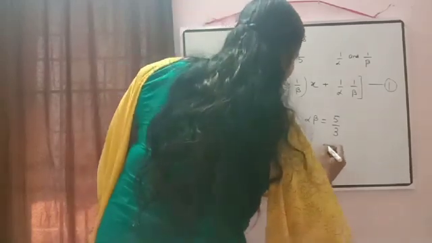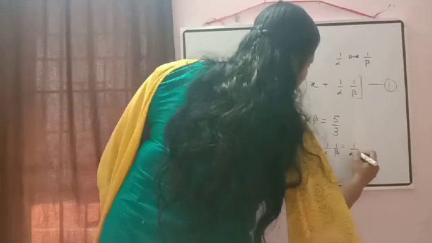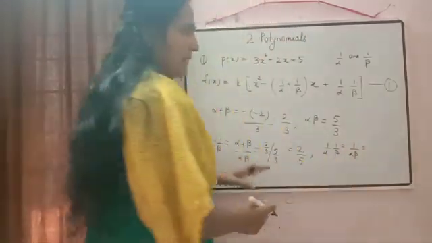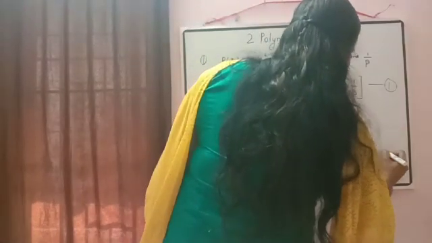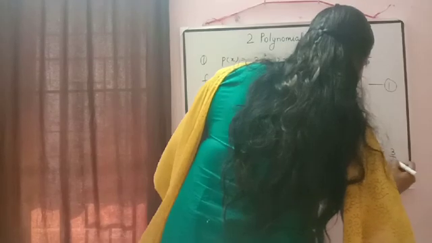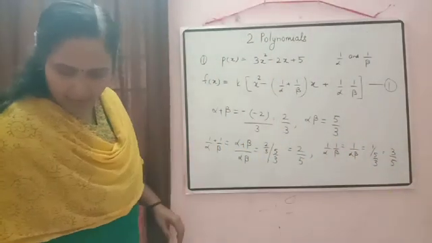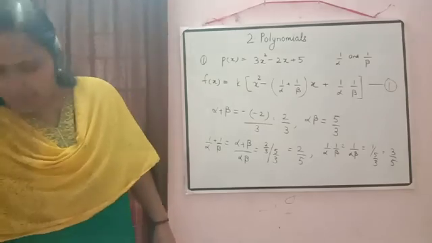Similarly, we can check what will be the product. That is 1 by alpha into 1 by beta, which will be equal to 1 by alpha beta. And the value of alpha beta we know, that is 5 by 3. So 1 divided by 5 by 3. When you change the division into multiplication, we have to take the reciprocal. Then we get 1 by alpha into 1 by beta is equal to 3 by 5. Now we can substitute the values.